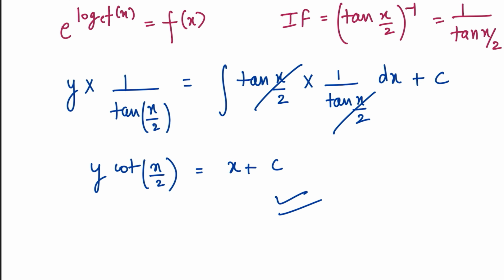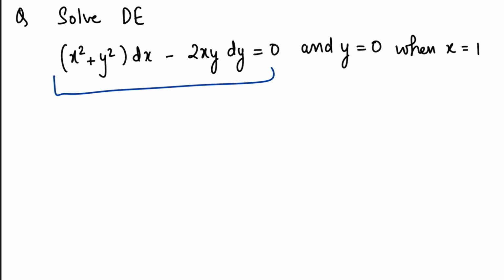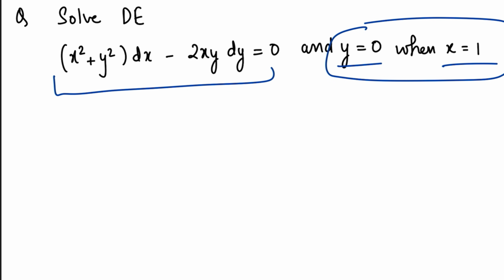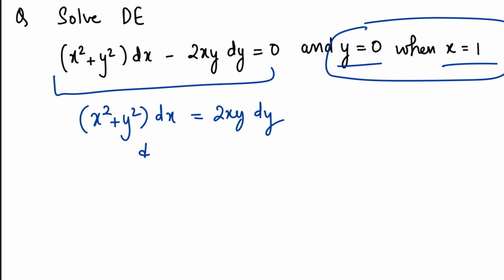This is your answer. You can see that you have to solve this equation, and y is equal to 0 when x is equal to 1. You have to use this after you have solved the equation. So here I can write this as x square plus y square into dx equal to 2xy dy. So dy by dx is equal to x square plus y square divided by 2xy.